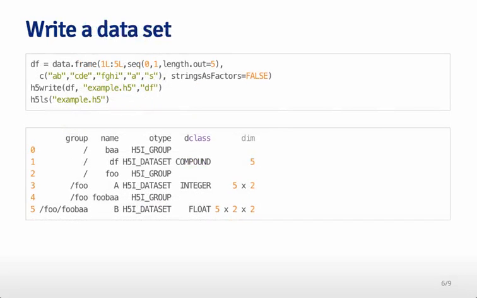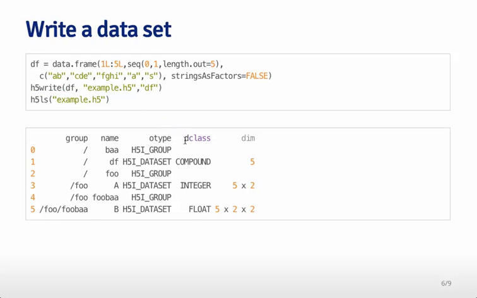So we can write a data set directly. Also, we can write a data set to the top level group. The way that we do that is, suppose we create a data frame like this with the df command. So now we have this data frame up here. And so what we can do is use the h5write command to write that data frame directly to the top level group.